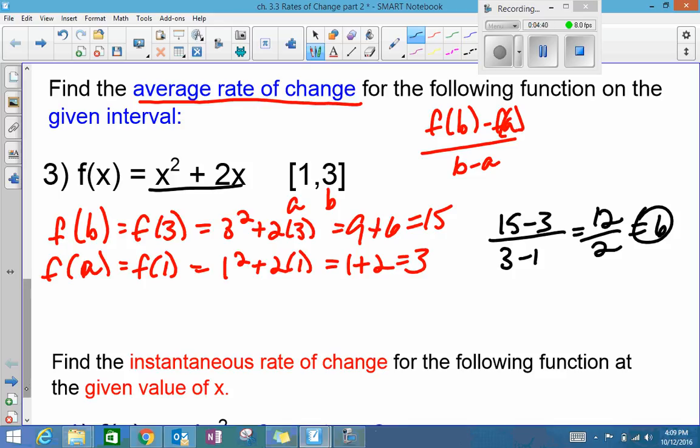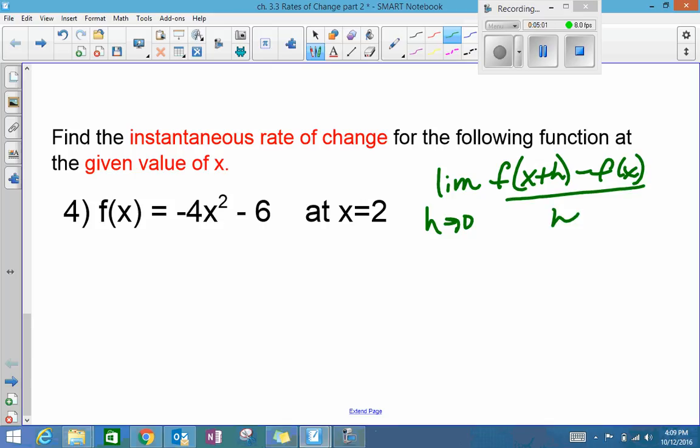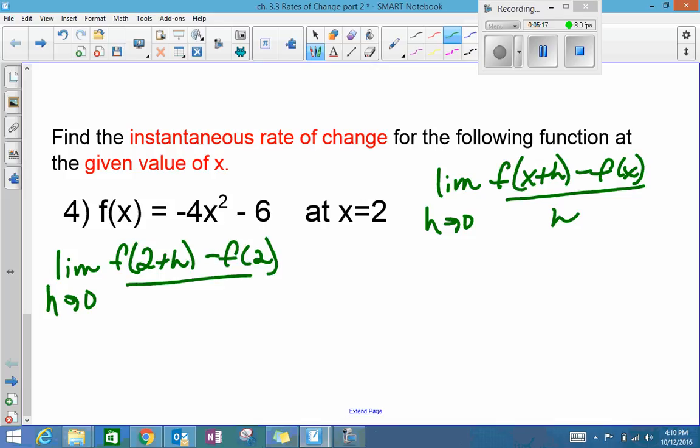Okay, so now next one we want to find the instantaneous rate of change for the following function at a given value. So again, this one, now we're using the instantaneous rate of change formula, which is the limit of f of x plus h minus f of x, right, over h, as h approaches 0. So given this function at x of 2, we're going to be finding the limit as h approaches 0 of f of 2 plus h minus f of 2 all over h.